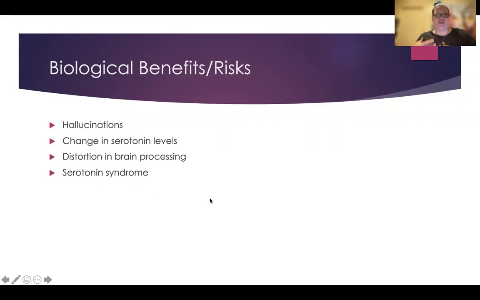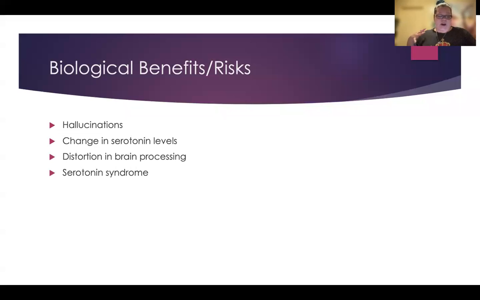So, biological benefits and risk. We know that the use of any drug comes with both biological and psychological risk and benefits, but this may be especially true when the drug is classified as a hallucinogenic. So, we will start off by discussing some of the biological risks that are associated with DMT use.